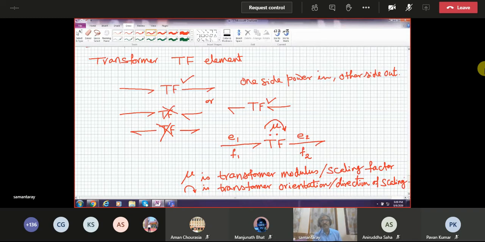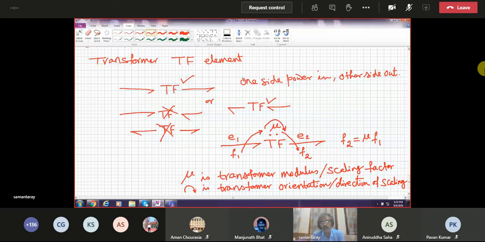So for this given condition, mark carefully, we will write F2 is equal to mu times F1. Okay? F1 gets multiplied with mu to give F2. That's what it means. If the arrow were in the opposite direction, then it will be F1 is equal to mu times F2. So this has to be carefully noted. What does this orientation mean?